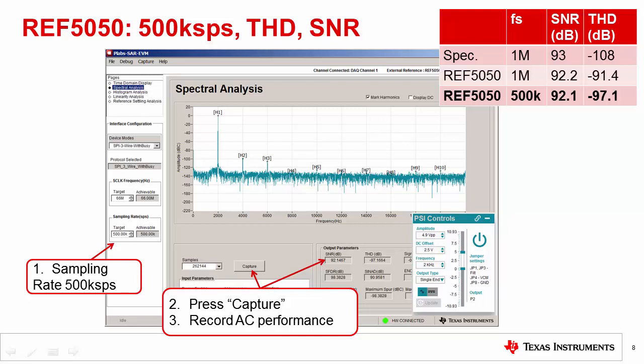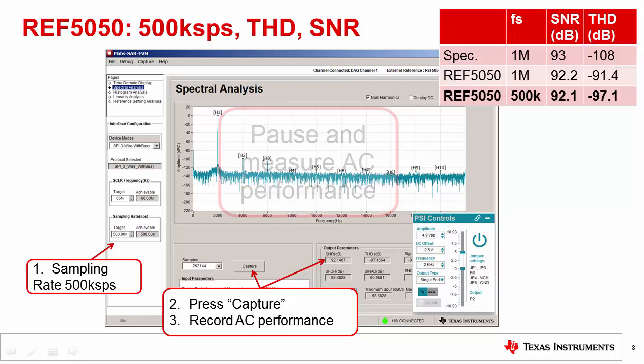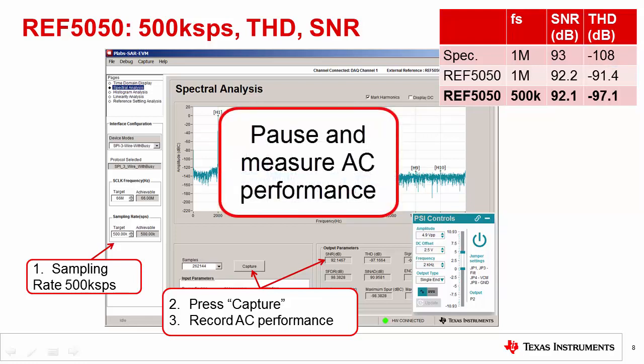AC performance is improved significantly by reducing the sampling rate. THD is improved from negative 91.4 dB to negative 97.1 dB. Note that it is still not equivalent to the datasheet specification of negative 108 dB. You may pause and measure the AC performance.